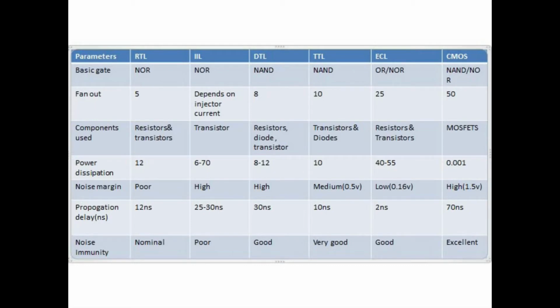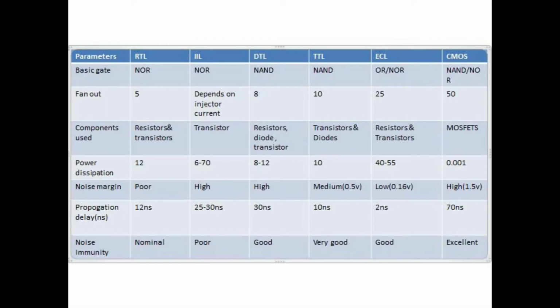The next factor is power dissipation. It is defined as the power needed by the logic circuit. The power dissipation for RTL is 12 and 6 to 70 in the case of IIL. And for DTL, it is 8 to 12. And in the case of TTL it is 10 and for ECL it is 40 to 55. These ECL logic families require large currents, therefore power dissipation is 3 to 10 times higher than that of TTL logic families. And in the case of CMOS the power dissipation is 0.001. That is, the logic family which has minimum power dissipation is CMOS.